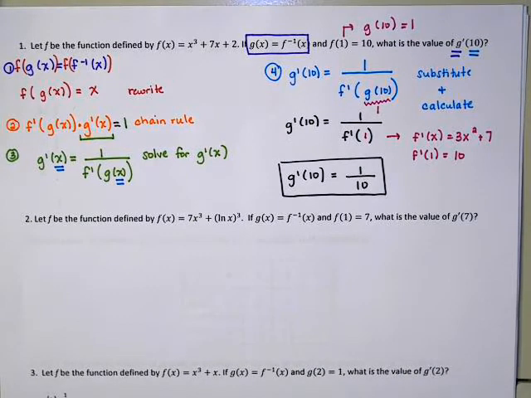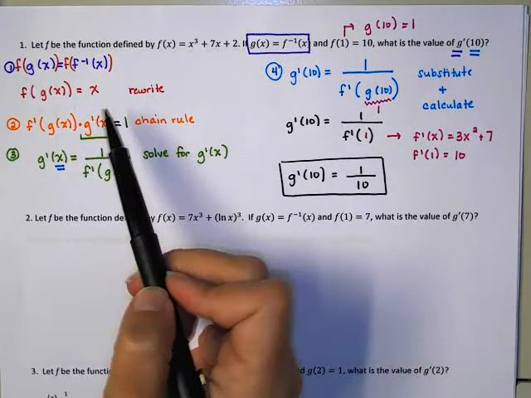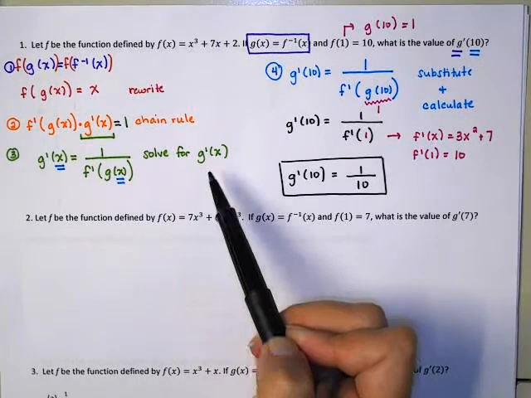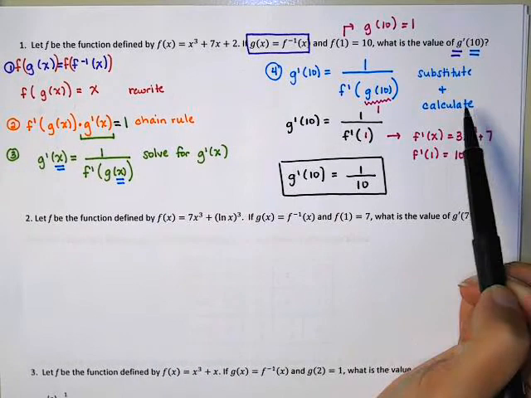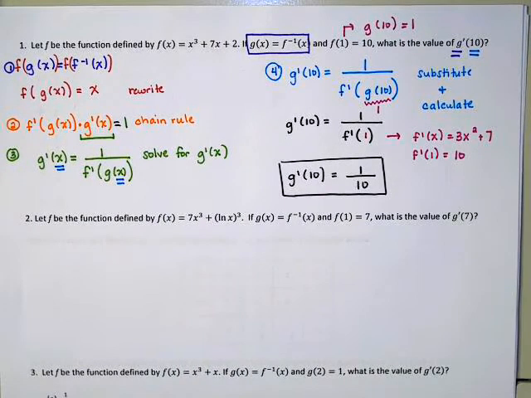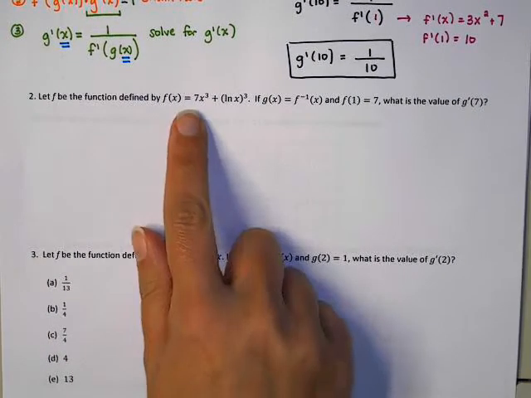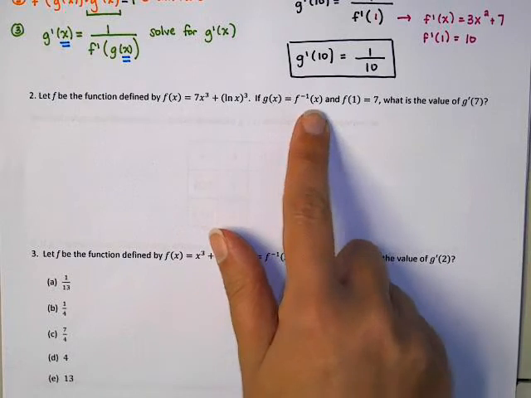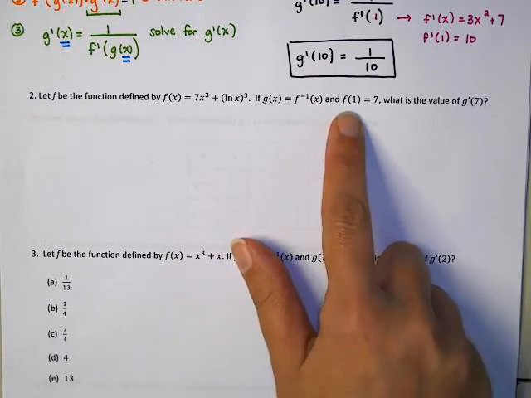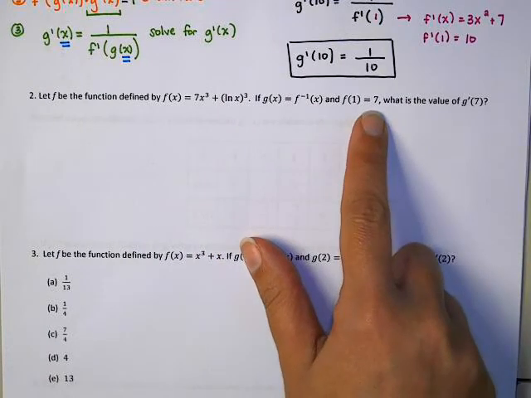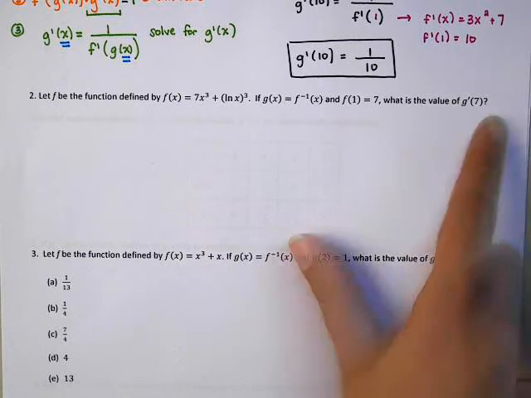Let's try another problem to work through these 4 steps: rewrite, chain rule, solve, substitute, and calculate. For problem number 2, it says let f be the function defined by f of x. If g is the inverse of f and f of 1 is 7, what is the value of g prime of 7?